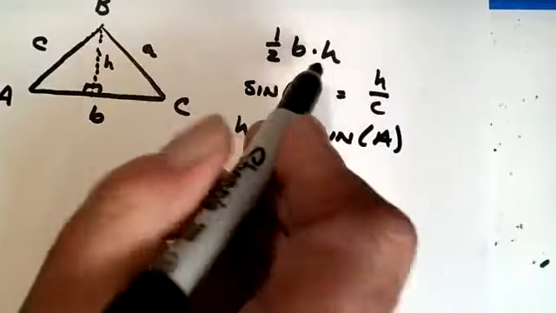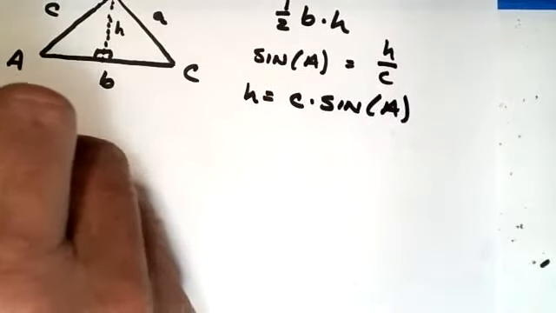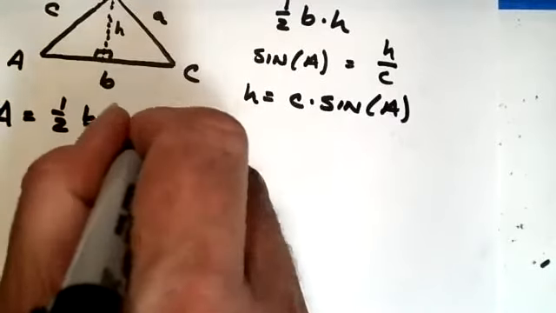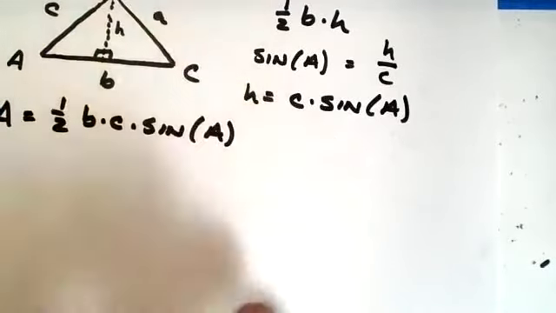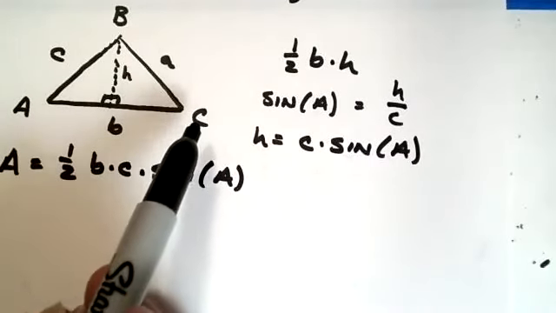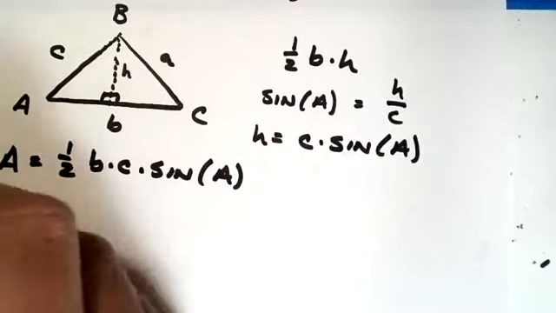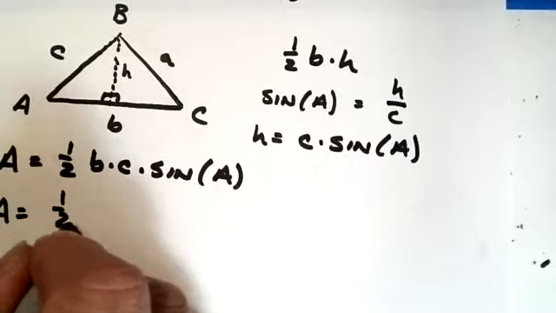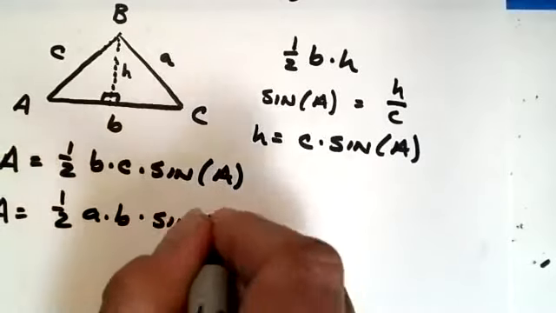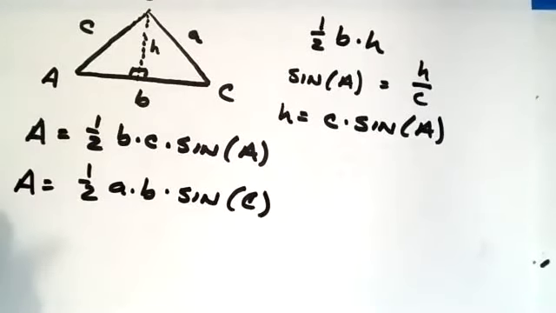Okay, so what that gives us is that we get rid of the height and have it in terms of a trig function. So the area of a triangle is equal to 1/2 b times c times sine of A, or at least that's one way to formulate it. Now we could just as easily do this from the other side and say, well, instead of using angle A, what if I use angle C? And what you would come up with is, alternatively, the area is equal to 1/2 a times b times sine of C, right? Which is the same area, it's the same triangle.